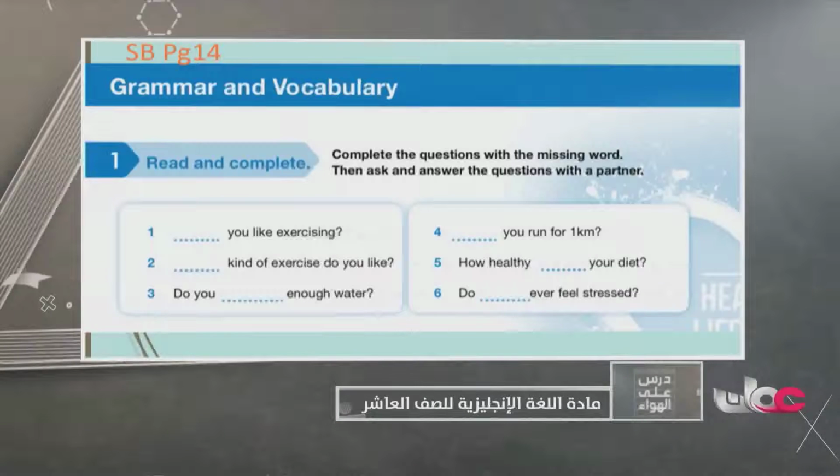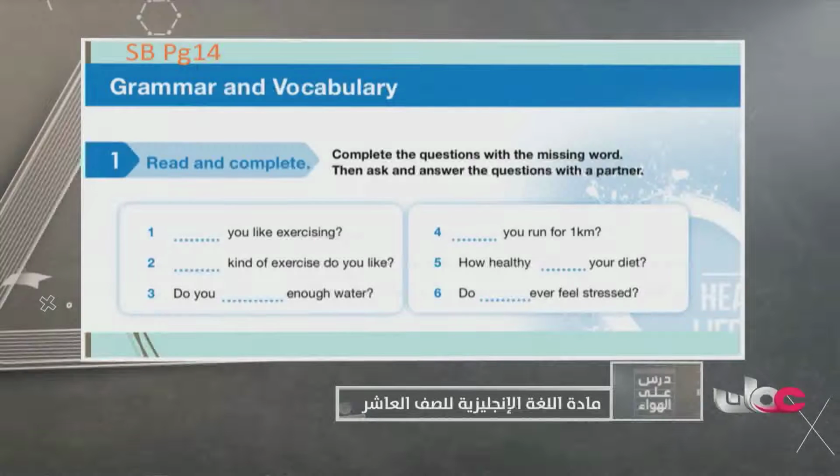and let's move to the skills book page 14. So please open your skills book page 14, guys. Let's do activity number 1. In activity number 1, he said read and complete. Now let's complete these questions with some words. Complete the questions with the missing word. Then ask and answer your questions with a partner. So you can do this one in your classes.